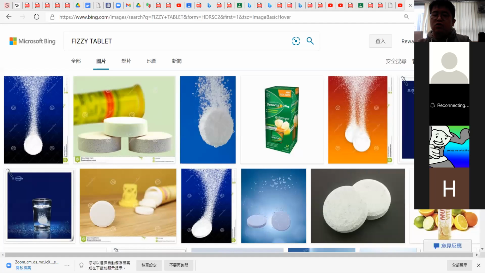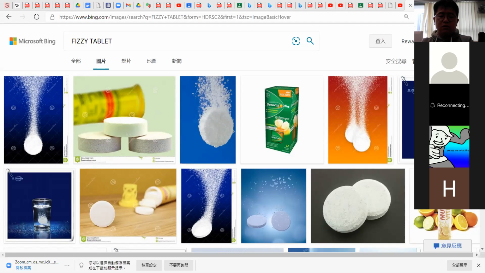明唔明？所以第一樣嘢就係 you know the chemical component inside the fizzy tablet. You know it. This is solid citric acid and solid sodium hydrogen carbonate. You start from this. Can you get a point?